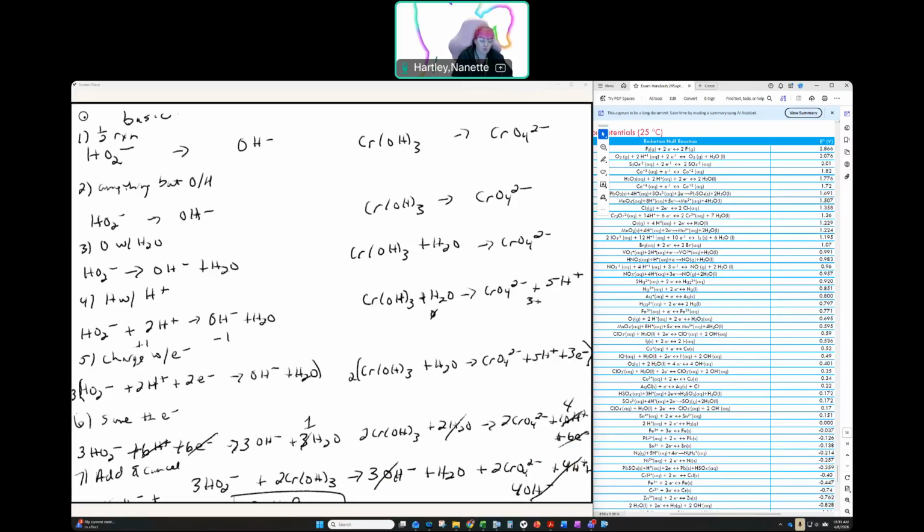So now I have to do a correction for the fact that this is not an acidic solution. The problem with acidic solution is this H plus that I have. So I need to correct for that. And the way that I do that correction is to add the same number of OH minus as I have H plus to both sides of the equation.